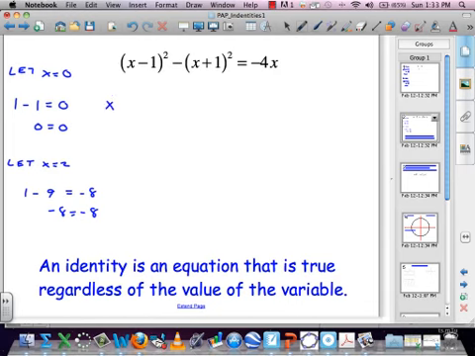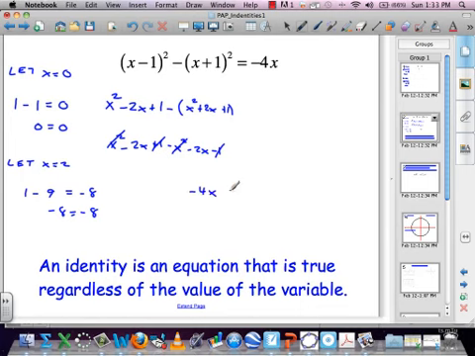And we can show that by simplifying the left-hand side here. Let's expand. x squared minus 2x plus 1 minus the quantity x squared plus 2x plus 1. If we distribute the negative sign, we get x squared minus 2x plus 1 minus x squared minus 2x minus 1. And a bunch of things start to cancel out here, and we're left with negative 4x on the left side, which is obviously the same as the right side. And so this equation is true regardless of what we plug in for x. For all real numbers x, this is a true statement.